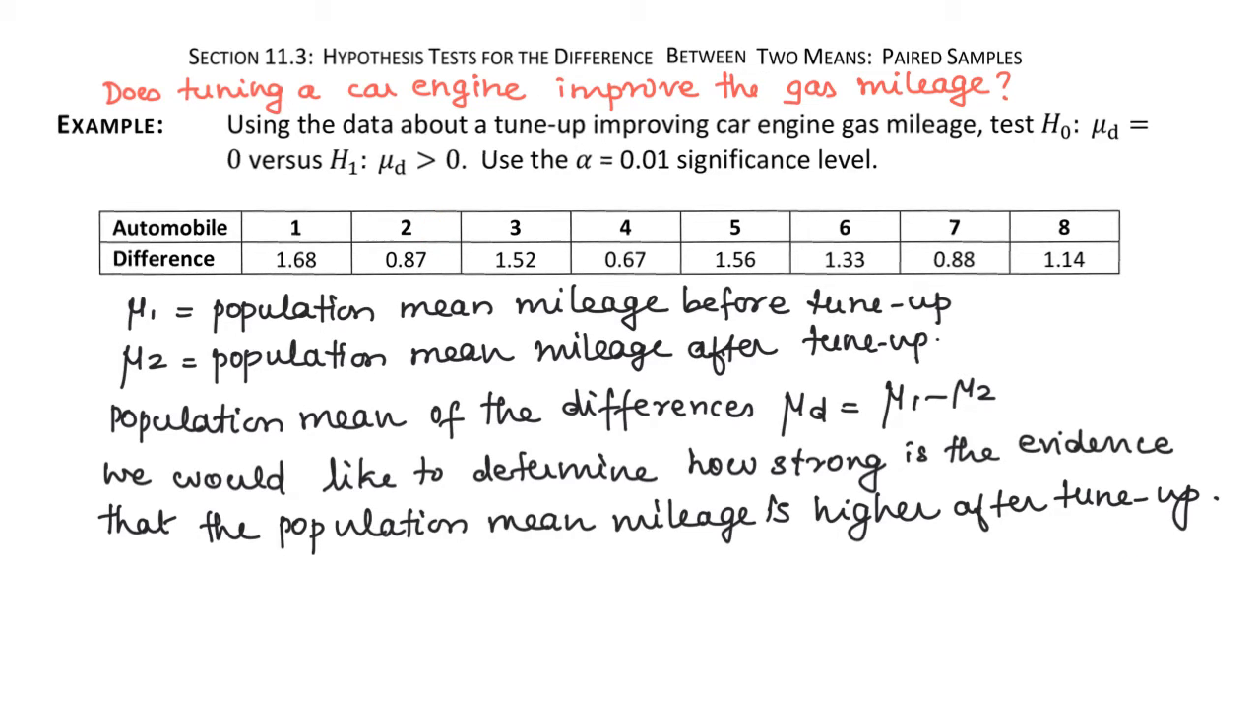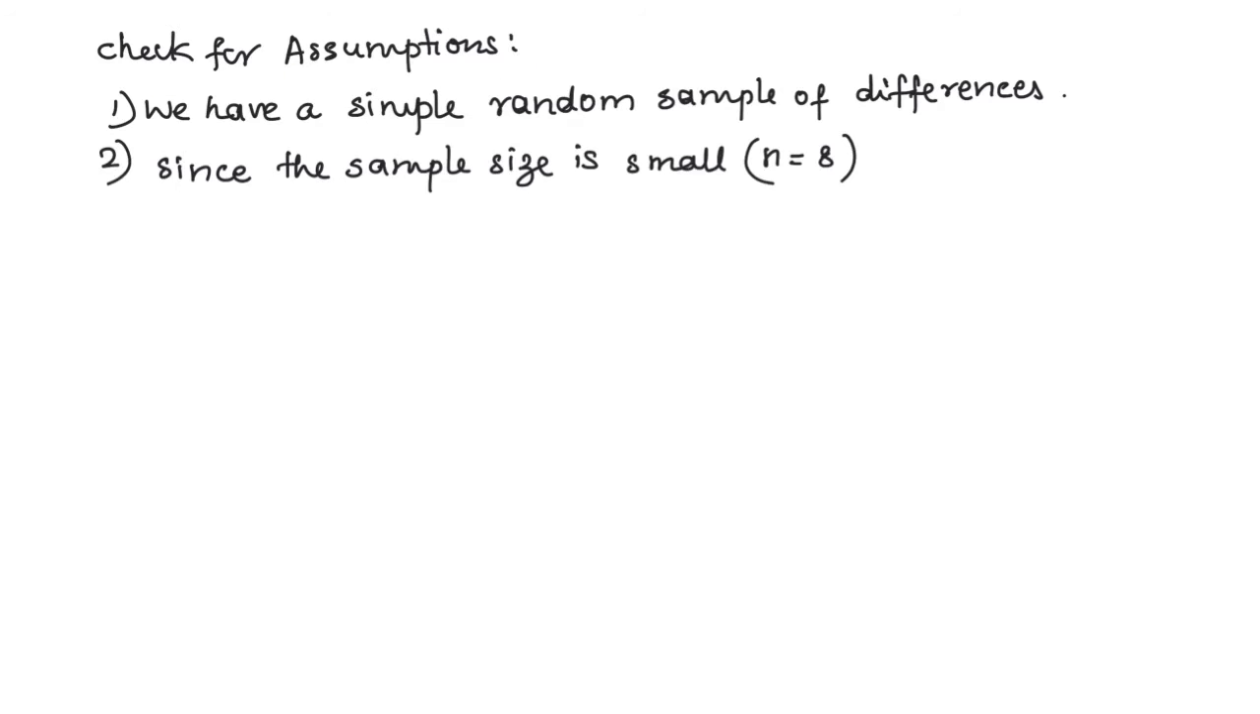after the tune-up. We will first check for the assumptions. We have a simple random sample of differences. Since the sample size is small, we must check for signs of strong skewness or outliers. So we can use a dot plot of the differences to check that.